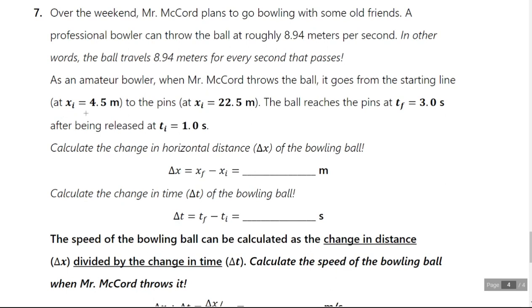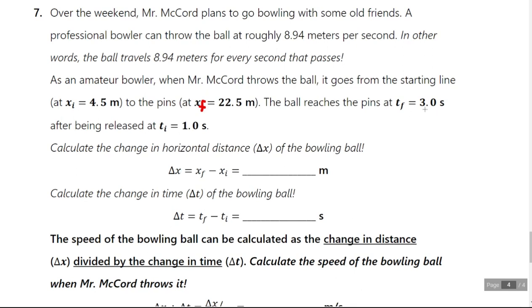Okay, xi equals 4.5 meters. That's from the starting line to the pins. Oh, and this is a typo here. This should be xf. That's our final position to the pins. So from the starting line, which is 4.5 meters out, to the pins, which is 22.5 meters out, that's how far the ball goes.